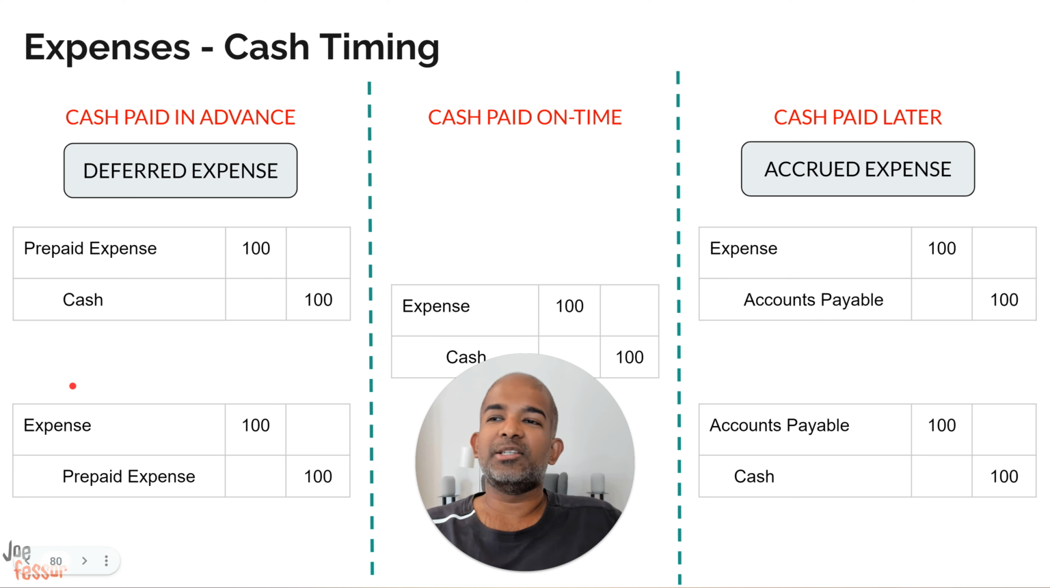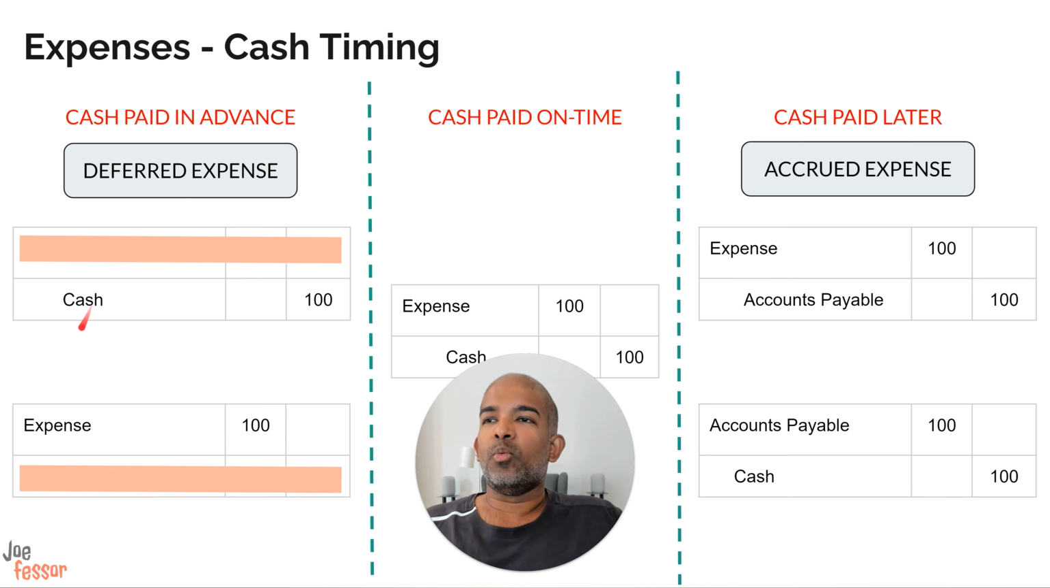Later, when you actually incur that expense, you would debit the expense account and you would reverse the prepaid expense by crediting it. We can see that the prepaid expense account was debited in the first step and is credited in the second step. So by removing them, we can see that the final journal entry, which is debiting the expense account and crediting the cash account, is very similar to the scenario as if cash was paid on time.